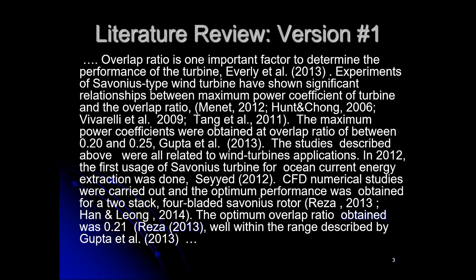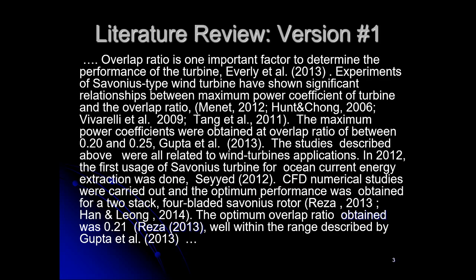2006, Vivarelli 2009, and Tang et al. 2011. And then the maximum power coefficient was obtained at overlap ratio between 0.2 and 0.25, Gupta et al. The studies described above were all related to wind turbines applications. In 2012, the first usage of submersible turbine for ocean current energy extraction was done, Syed 2012.